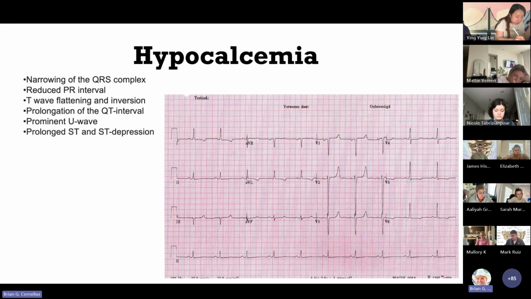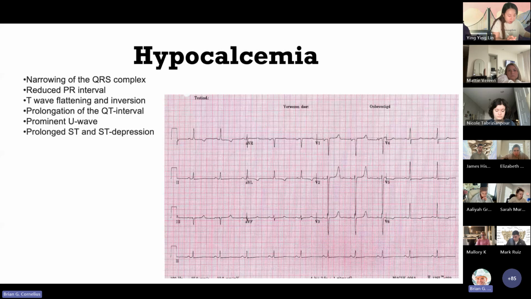Hypocalcemia, on the other hand, tends to have very narrow QRS complexes. You'll see that your PR interval gets very short. Your T wave will flatten and invert. So you'll have a depressed T wave, not a depressed ST segment. You'll see your QT interval becomes very long as it's repolarizing.